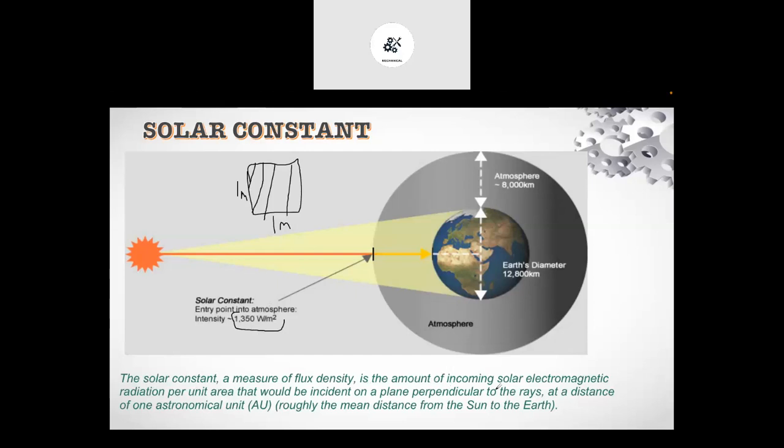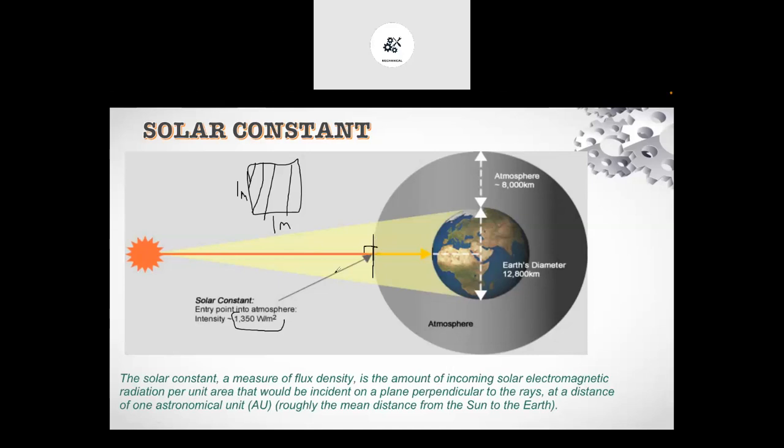So we can define it as the measure of flux density, or the amount of incoming solar electromagnetic radiation per unit area that would be incident on a plane perpendicular to the rays at a distance of 1 astronomical unit, which is the distance between the sun and Earth. In that case, that particular surface must be perpendicular to the solar radiation.